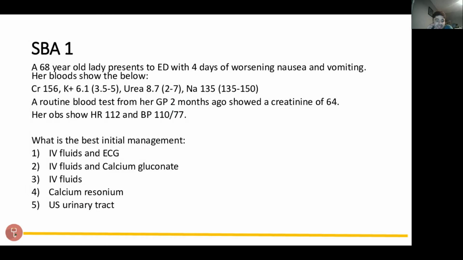So everyone generally has been able to establish that you need IV fluids. They're dehydrated and they're hyperkalemic as well, so we need to do something about that.